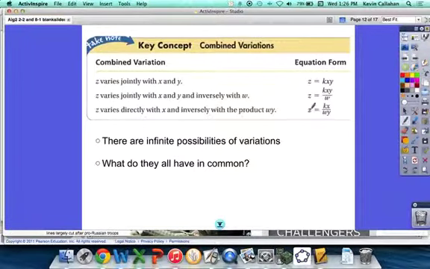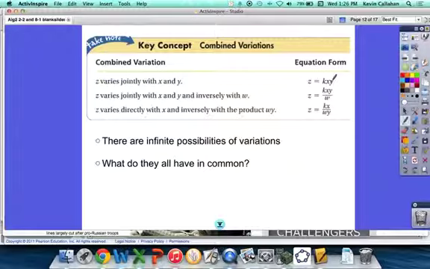z varies directly with x and inversely with the product of wy. So it's direct with x, which means z and x are at the same level, both in the numerator, and the product wy is in the denominator, inverse with the product wy. You don't call that a joint variation when it's in the denominator. It's only a joint variation when it's in the numerator. But you could say z varies directly with x squared and inversely with y to the third.